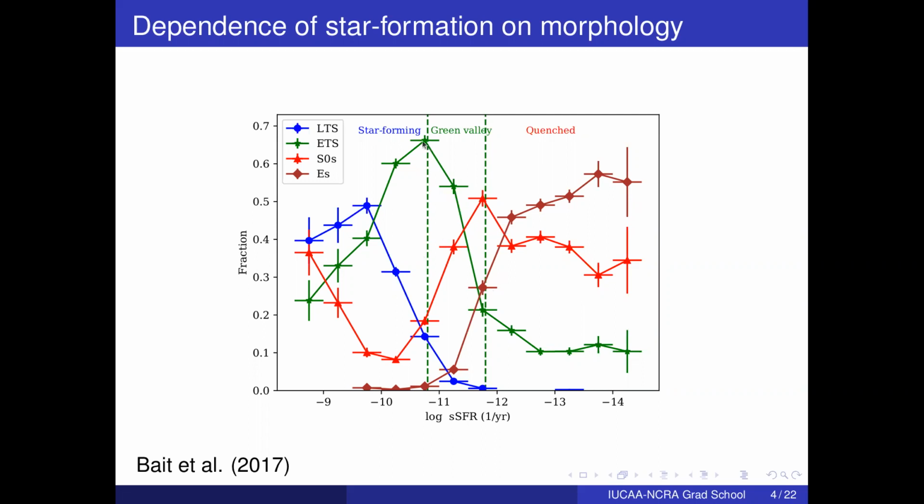Over here, what seems to be happening in the green valley is a dramatic decrease in the fraction of early type spirals, and a corresponding dramatic increase in the number of S0s as well as in the number of ellipticals. So clearly, the green valley is representing some kind of transition between the early type spirals and the later types. Now, these are not differentiated by environment.